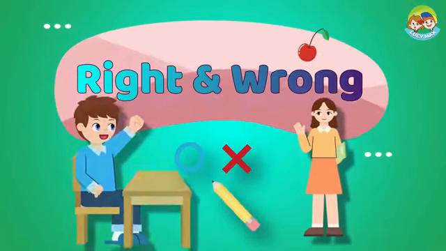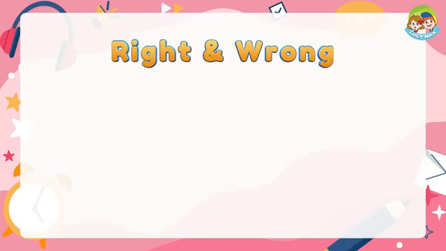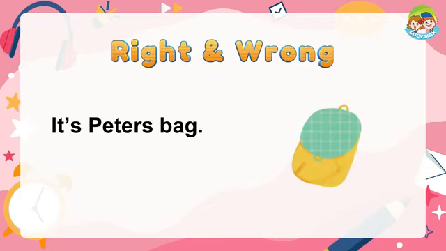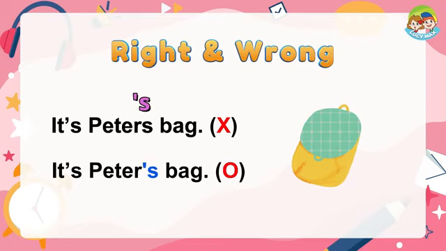Right and wrong. Now look at the right and wrong section. It's Peter's bag. This is wrong because Peter's needs apostrophe S. We are talking about his bag. The answer is, it's Peter's bag with an apostrophe S.